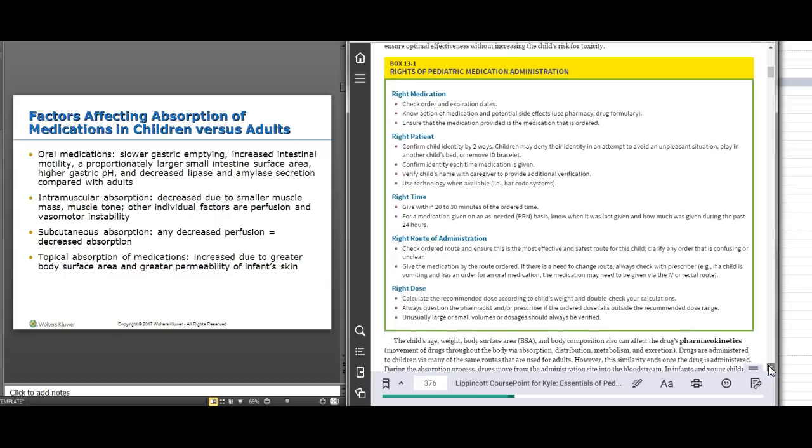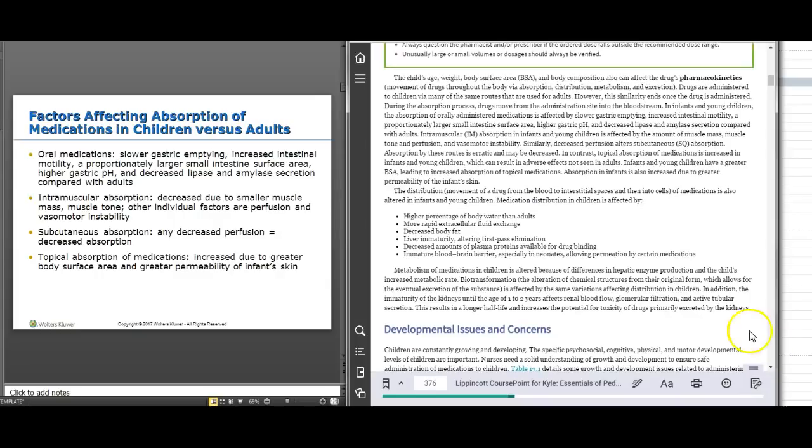Now, one thing that this does talk about is BSA. And just a disclaimer, in this course, everything is fair game as far as exam material, unless I specifically say you will not be tested on that. BSA, body surface area, you will not be tested on. Okay, so can you skip that? Of course you can.